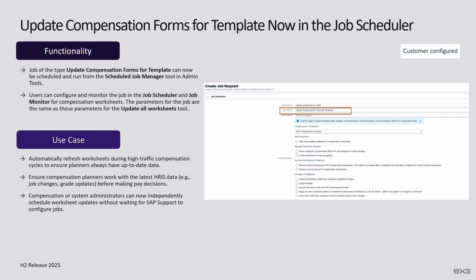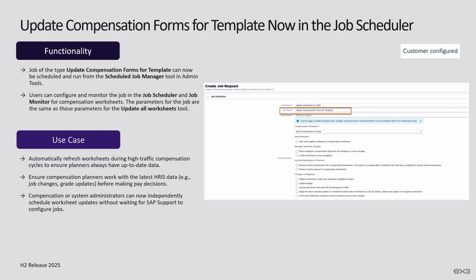Next, we have update compensation forms for template. This was a job which was previously scheduled by the partners or SAP. So now as the comp admin, you will have access to this job within your job scheduler. This will save a lot of time when admins want to schedule an automatic update job, so they can do it themselves from the admin tool.